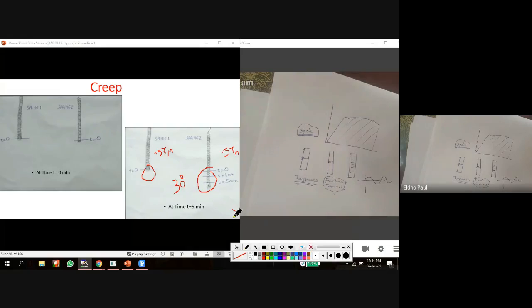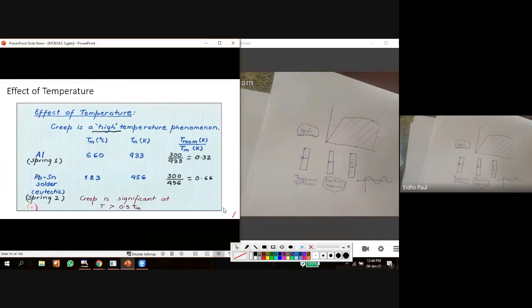Any doubt? Any doubt about this experiment? Anyone? Did you understand that?